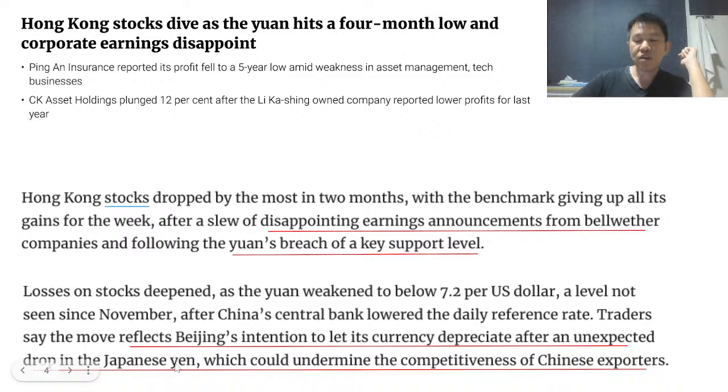Also, when Japan raised rate, the Japanese yen should have strengthened. Instead, it continued to weaken against the US dollar. The market feels that Japan must continue to raise rate because inflation is happening in Japan. Also, we could see Japan continuously raising rates throughout this year. Because it doesn't move that way, the Japanese yen continues to be weak. So this affects exports. It could undermine the competitiveness of Chinese exporters because Japanese goods are priced even cheaper. So this is a forex thing.